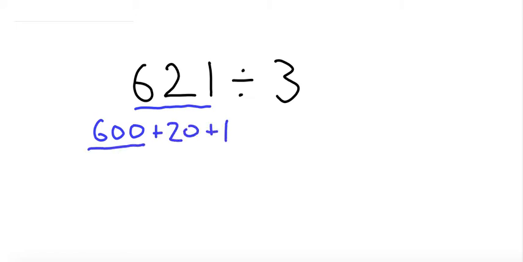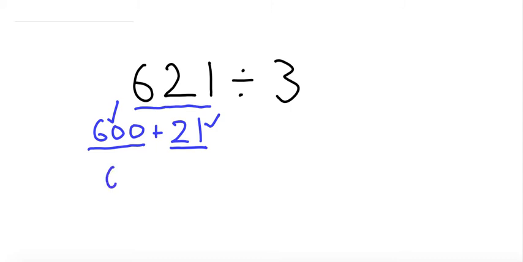Well, 600, is that divisible by 3? I know 6 is divisible by 3, so therefore 600 should be divisible by 3. Is 20 divisible by 3? I know 18 is divisible by 3, and 21 is divisible by 3, but not 20. So I can't split it into these particular parts. But I've just got an idea. What if I combine the 20 and 1? Is 21 divisible by 3? Yes, absolutely. So I've split it into smaller, more manageable, divisible parts.